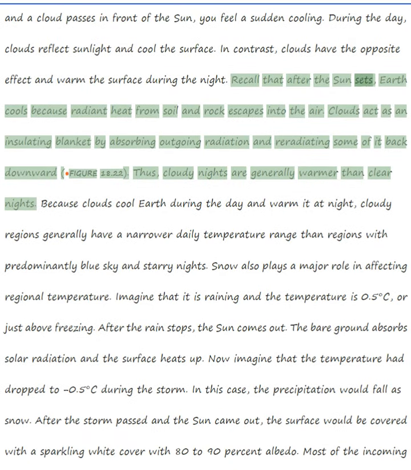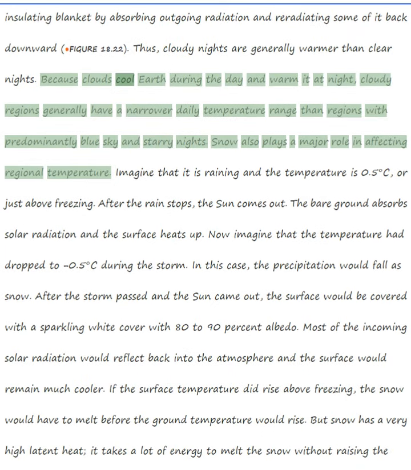Recall that after the sun sets, Earth cools because radiant heat from soil and rock escapes into the air. Clouds act as an insulating blanket by absorbing outgoing radiation and re-radiating some of it back downward. Thus, cloudy nights are generally warmer than clear nights. Because clouds cool Earth during the day and warm it at night, cloudy regions generally have a narrower daily temperature range than regions with predominantly blue sky and starry nights.